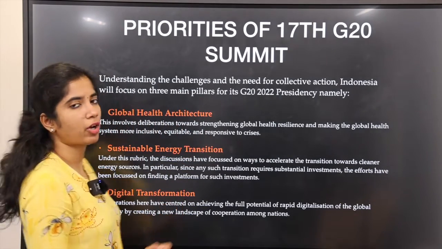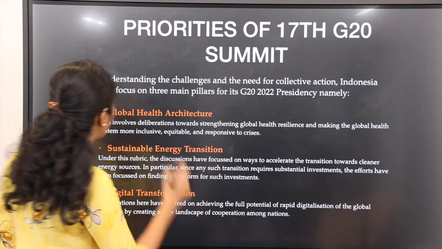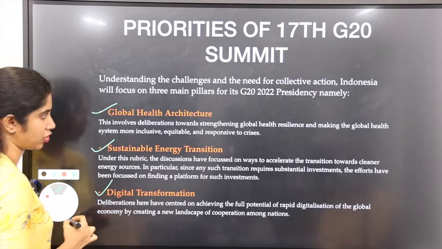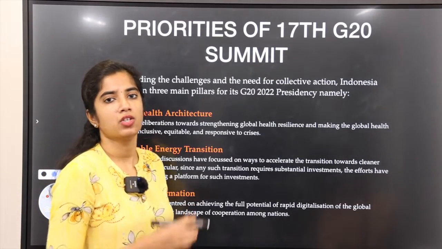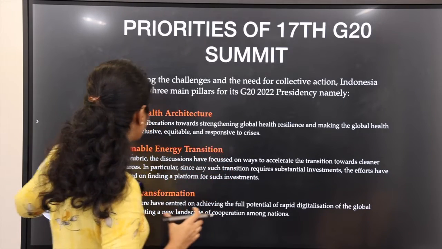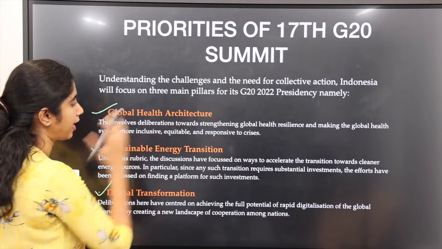Next, we'll see what the priorities are. Every year there will be some priorities. This year: global health architecture, sustainable energy transition, digital transformation. So why are these G20 summits being held? These countries discuss certain things. So this time these 3 are taken as the topmost priorities. First thing, global health architecture.